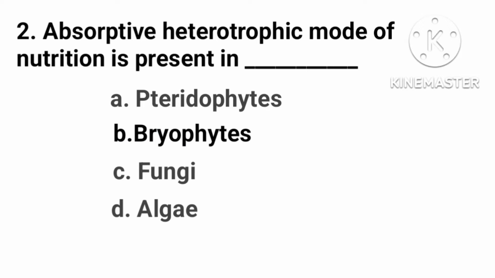Absorptive heterotrophic mode of nutrition is present in: option A, pteridophyte; option B, bryophytes; option C, fungi; option D, algae. The correct answer is option C, fungi.